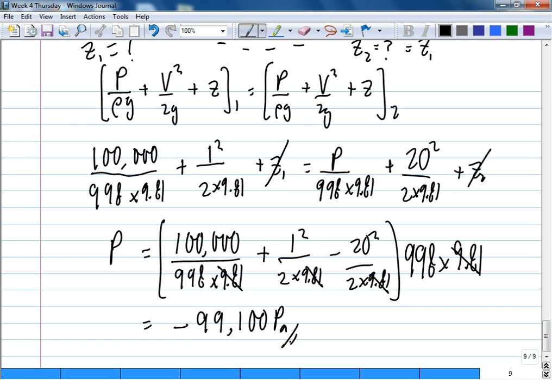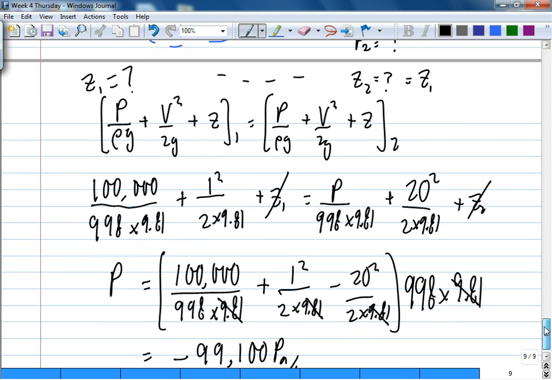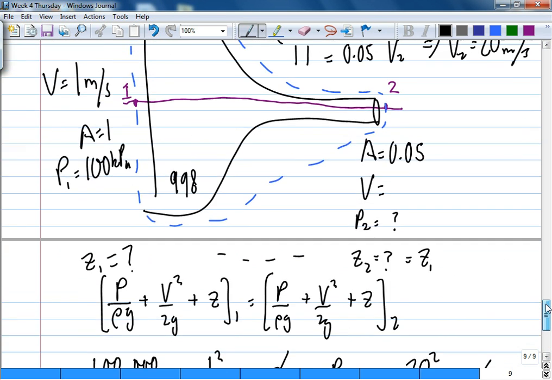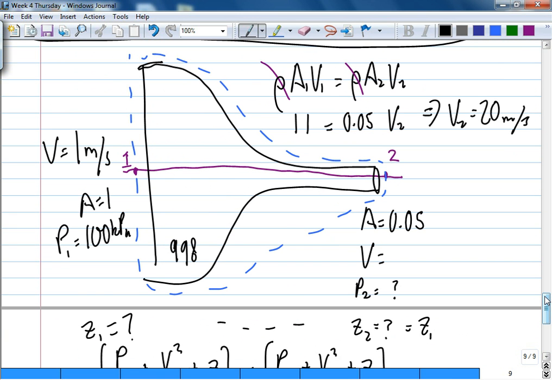All right. So it can be negative because this could be absolute, this could be gauge pressure. Okay. If you don't like negative, never mind, I won't change anything. All right. Let me settle down, please.